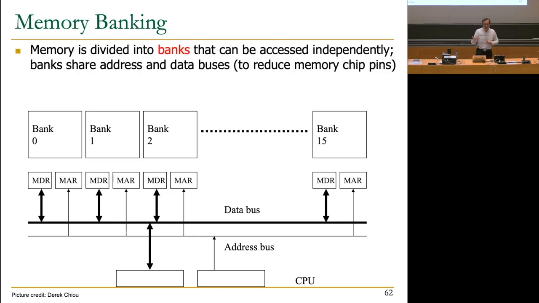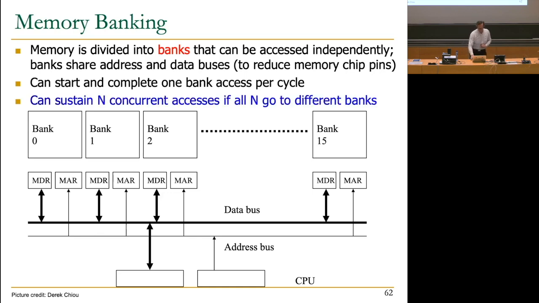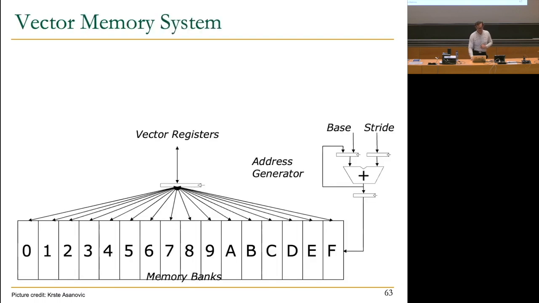Okay, so basically memory is divided into banks that can be accessed independently, but banks share address and data buses to ensure that memory chip pins are not increased. We're going to talk about that a lot when we talk about memory design next week. This way you can start and complete one bank access per cycle. That sounds good so far. But under what conditions does it become an issue? We'll talk about that. Basically, you can sustain n concurrent accesses if all n go to different banks. So I'm going to finish the vector memory system, and then we're going to take a break.